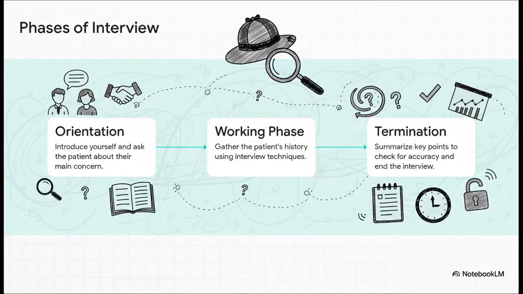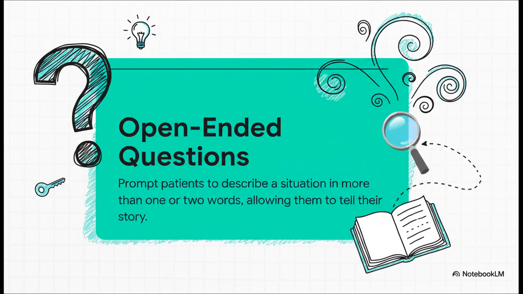And this interrogation isn't just random. It has three distinct phases. First, you've got orientation. You introduce yourself, you set the agenda. Simple. The middle part, the working phase, that's where the real work happens. You're gathering the whole story. And finally, you have the termination phase. This is where you summarize your findings to make sure you got it right, and then you professionally wrap up the conversation. So what's the number one tool in your detective toolbox for this whole interview process?